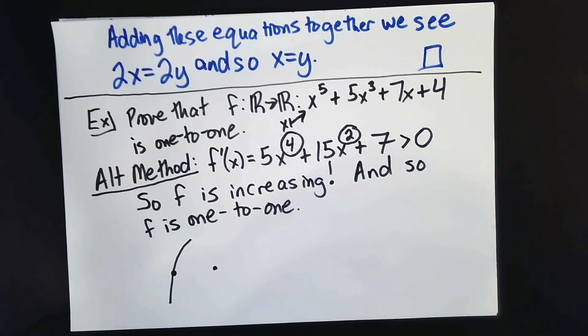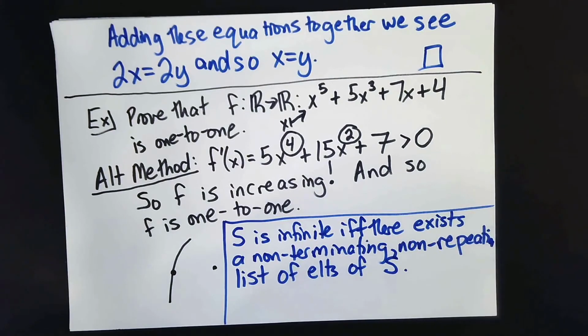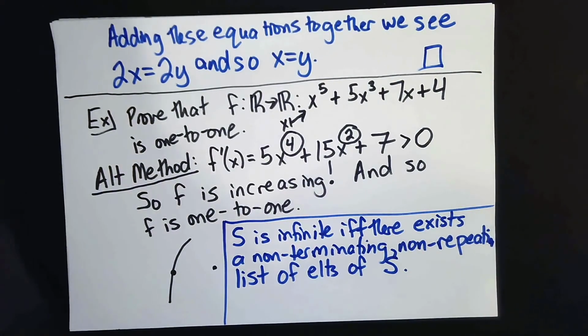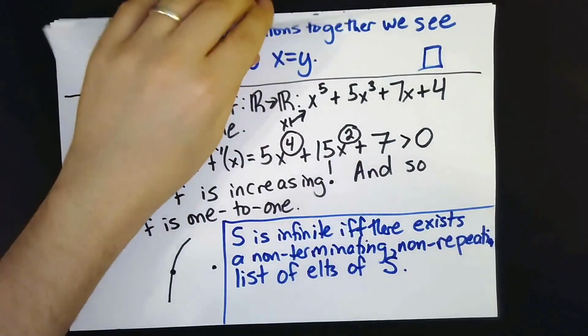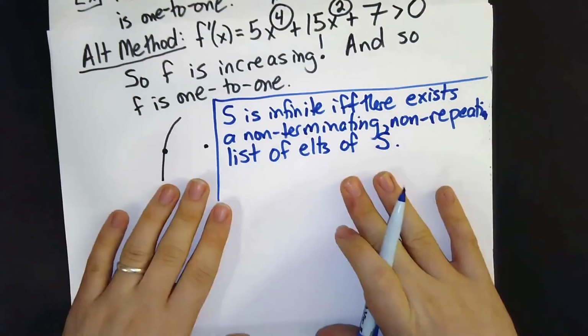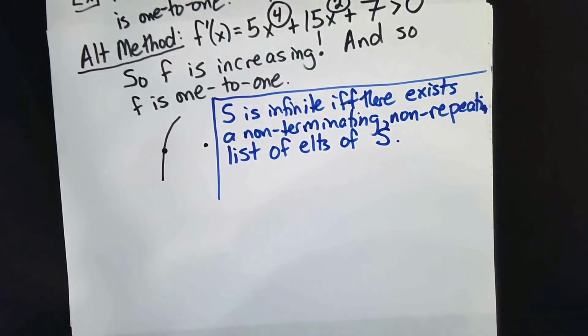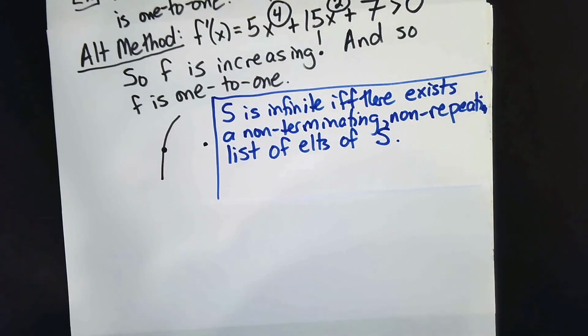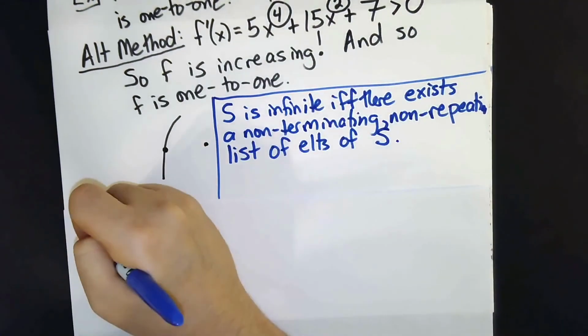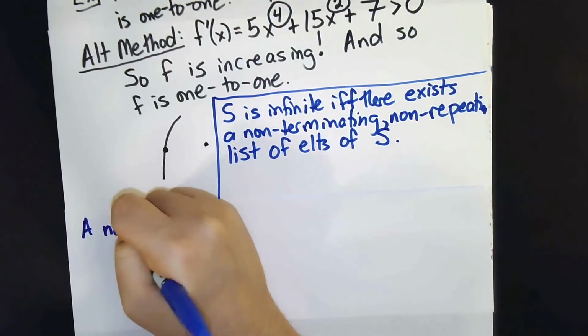Very last bit. It's come up often in our discussions that a set is infinite if and only if there's a non-terminating, non-repeating list of elements of S. And it might have occurred to you to ask, well, mathematically, what is a non-terminating, non-repeating list of elements? Maybe that wasn't quite formal enough for you. So now that we have the language of functions, we can actually describe this really precisely. So let's start with what is a non-terminating list.